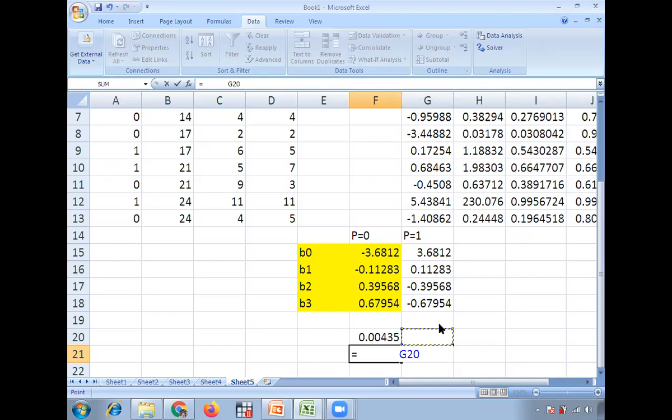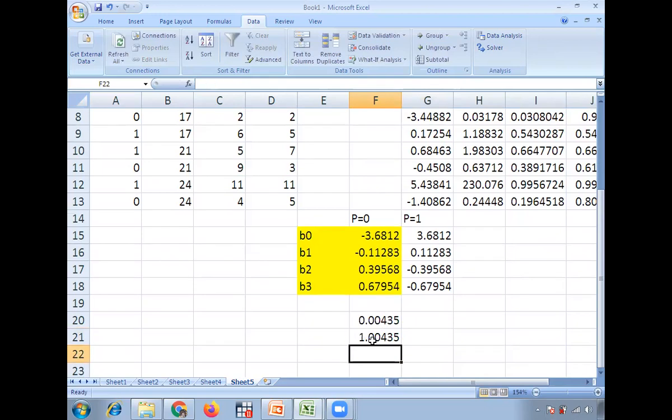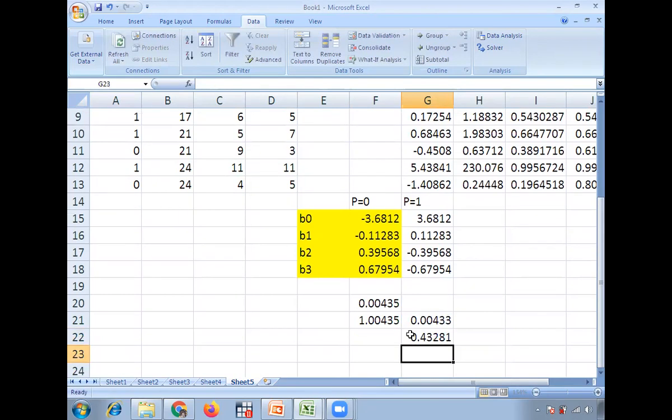Okay, fine. So now we have to find 1 plus e to the power z. So 1 plus this one. As per the formula, e to the power z divided by 1 plus e to the power z is giving me 0.00433. And if I multiply this with 100, what am I getting? 0.43281. The value is very much less. So the farmer is not following technologies in this case.